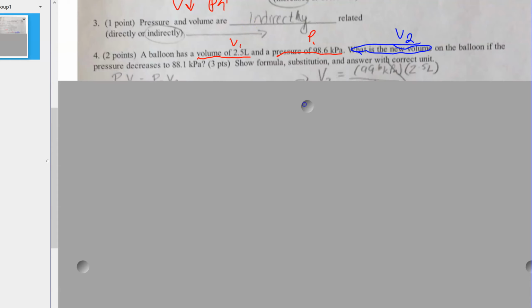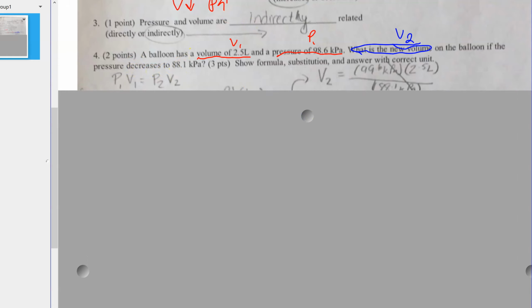Okay, let's look at this problem right here. A balloon has a volume of 2.5 liters. We want to diagram this as we read through. So volume of 2.5, let's call that V1 for right now, and a pressure of 98.6 kPa. Let's call that P1, pressure 1. What is the new volume? So this is what I'm solving for. We're solving for V2. What's the new volume on the balloon if the pressure decreases to 88.1 kPa? So that is my P2.